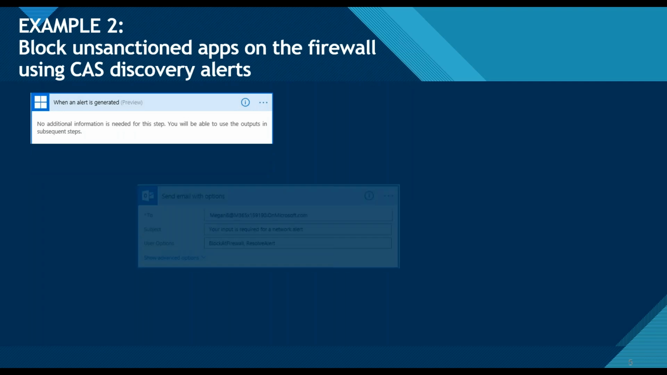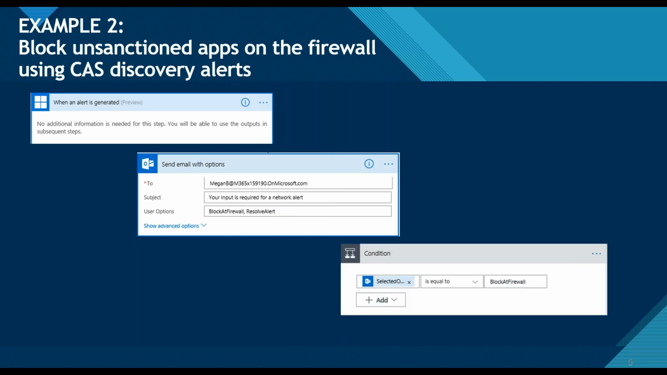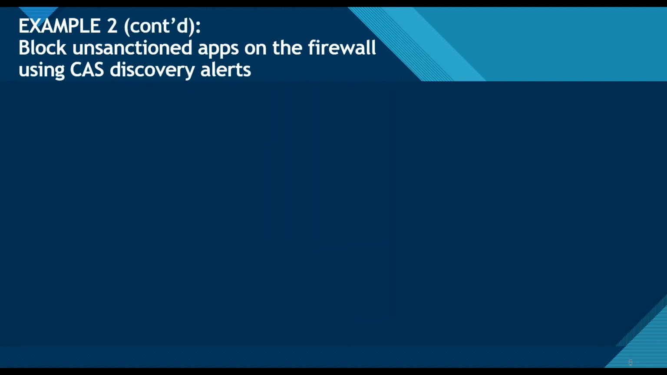So when an alert's generated, you want to send email with options, and in this scenario, what we're doing is creating an email that gives the recipient the option of either blocking at the firewall or resolving an alert. So they're getting options in the email, right? And then based on what the selected option is, if the selected option is equal to block at firewall, then we're going to have a decision tree. And that's what this looks like.